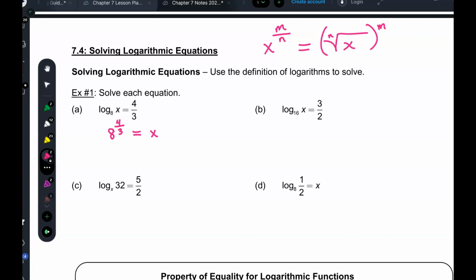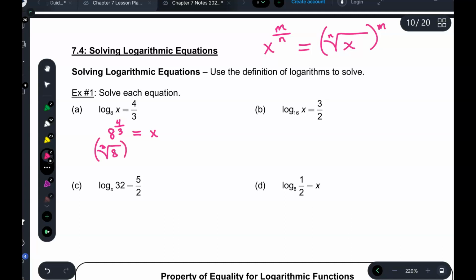So if I have 8 to the 4/3, I want to take the cube root of 8 and then raise that to the 4th power. What's the cube root of 8? 2. What's 2 to the 4th? 16. So x equals 16.